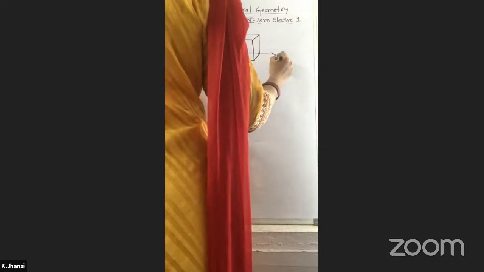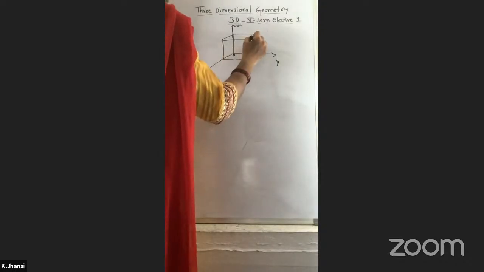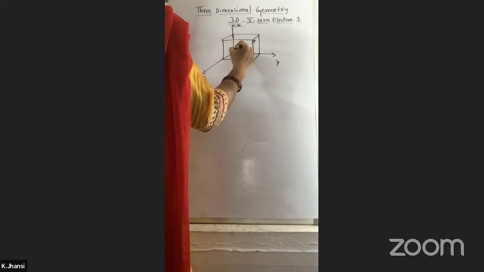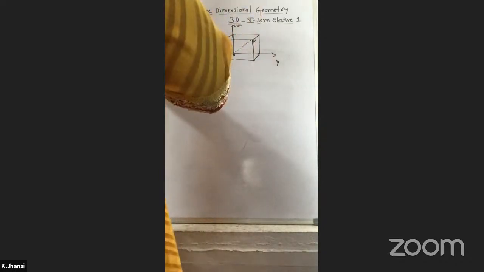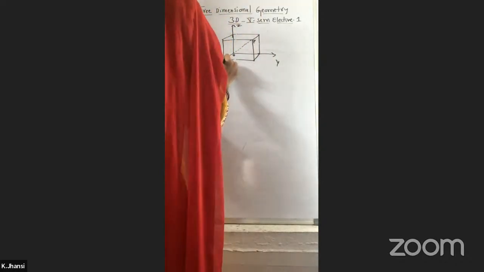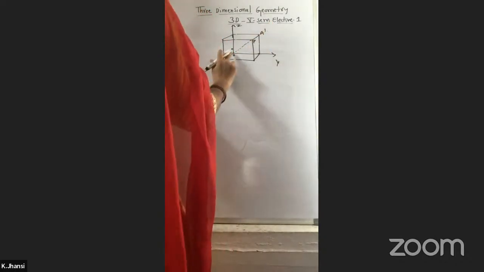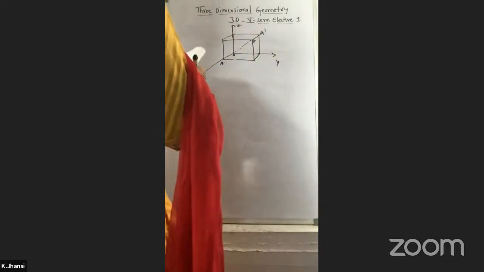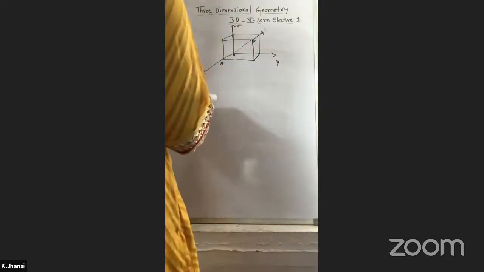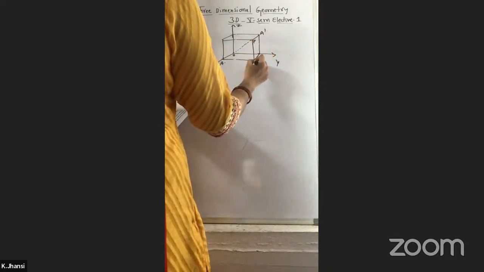This is X, this is Y, and this is Z. And this is one diagonal, OP. If you draw like this, it is one of the diagonals. Next we have A and A dash. A is here and A dash is here. This is one diagonal, and A and A dash is another diagonal. And one more is B, we have B here, and this is C.